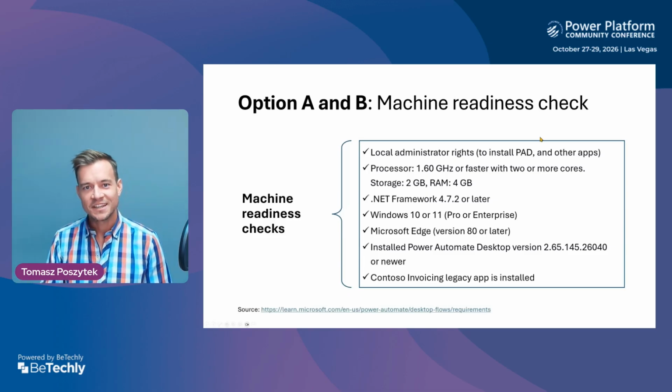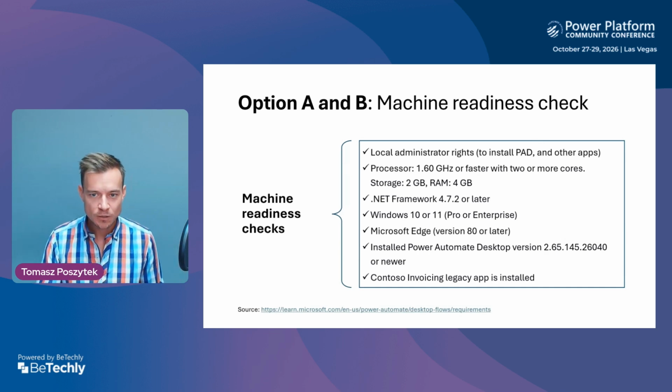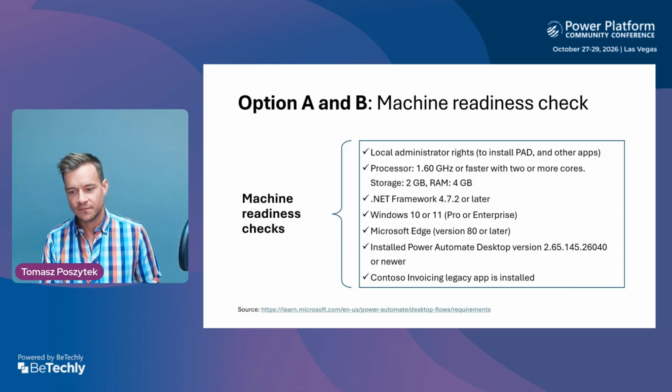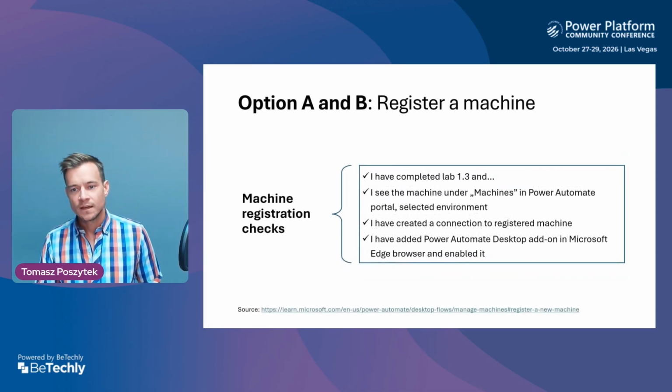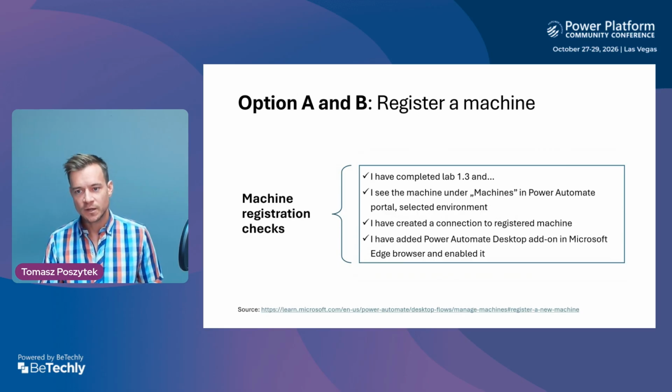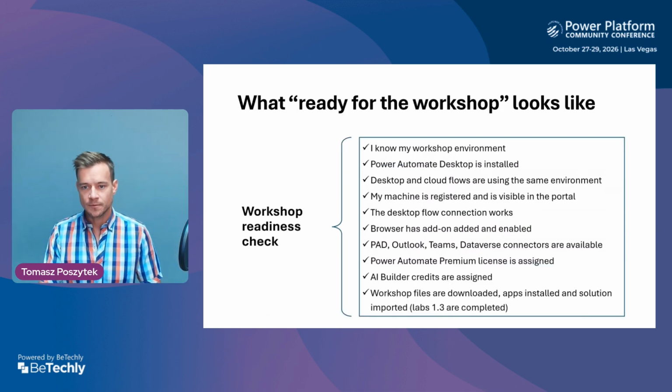And last but not least, install the Contoso invoicing legacy application, which will also be shared with you. So the installation file will be available for you to download and install on whatever machine you're going to choose. All right. Now, speaking about the machine as well, please follow all the steps in Lab 1.3, where you will have the instructions on how to register a machine with a specific environment, and how to create a connection so that the machine and the connection will be ready for you to use during the workshop.